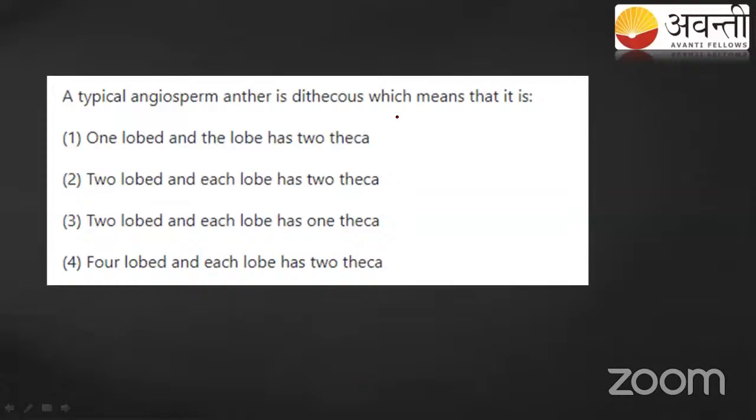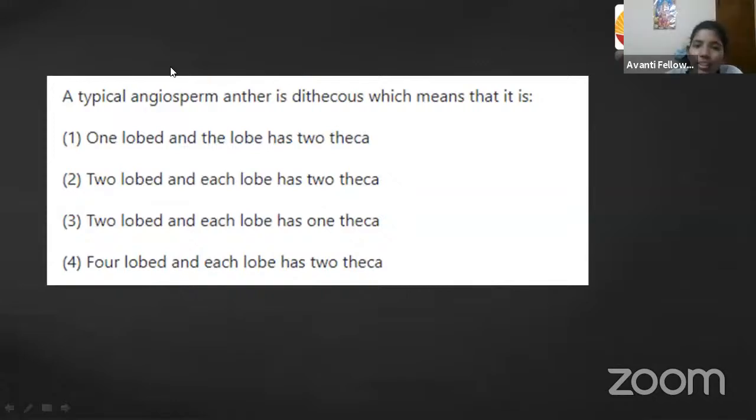Okay, see, if you see the structure of the anther, there is something like this, not exactly, but something like this, right? So now, how many lobes can you see here in the anther? How many lobes can you see? Answer me. Yes, right. So two lobes. This is one lobe and this is another lobe.